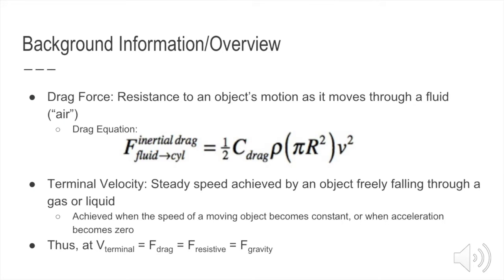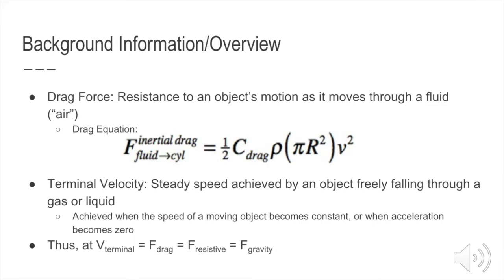First, we need to define some terms. Drag force is the resistance to an object's motion as it moves through a fluid, and in this case that's air. The drag equation is force equals 1/2 the drag coefficient times the density times pi r squared times the velocity squared of an object.